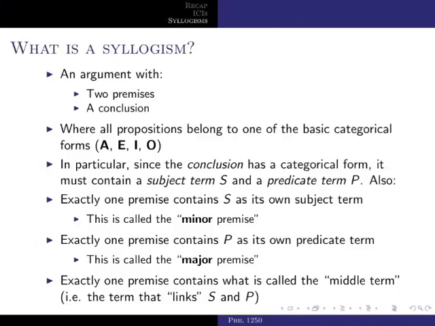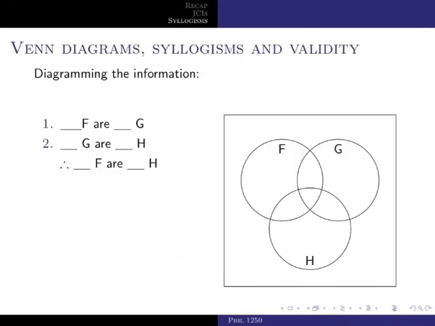Finally, exactly one premise must contain what is called the middle term, that is the term that links or connects S and P, as we'll see. We can use Venn diagrams to represent the information contained in the premises of a syllogism, and thus to determine whether the syllogism is valid.